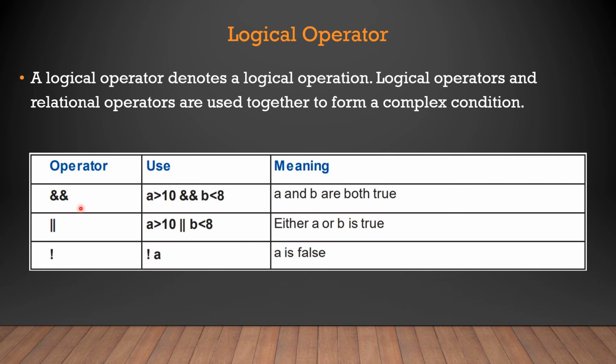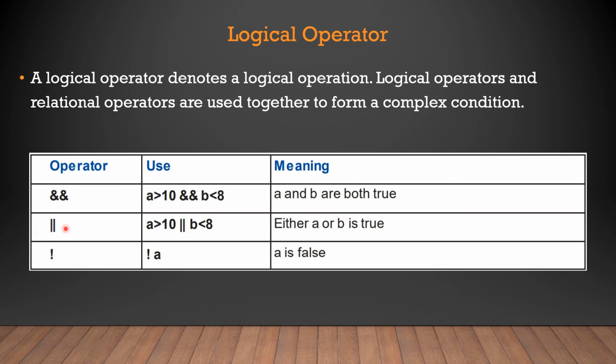So the first operator is logical and. This symbol which we are seeing here is called logical and. What is its use? We can see this example: a greater than 10 and b less than 8. So basically here we have used this logical and to show that both of the conditions should be true. Means a should be more than 10 and also b should be less than 8. Both of these conditions should be satisfied, then it will return true.